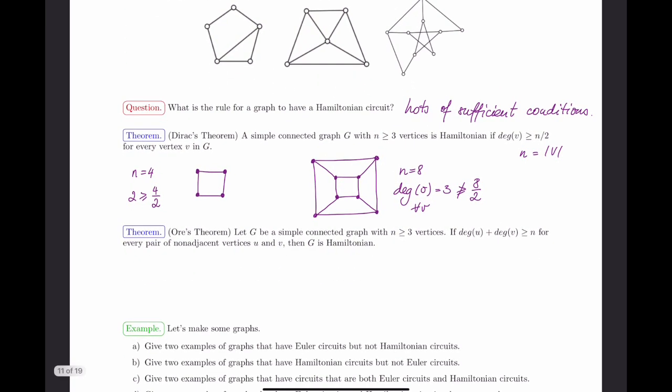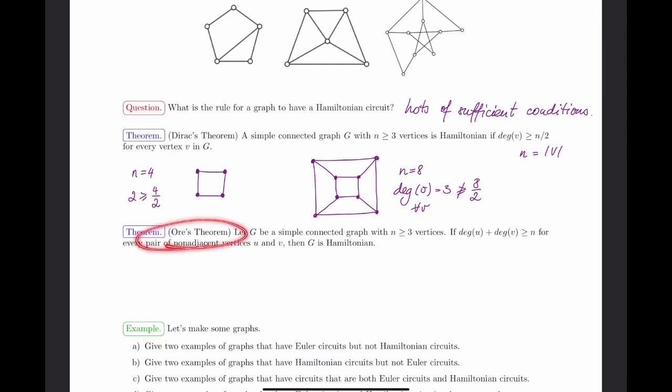However, this graph is actually Hamiltonian, and that can also be easily seen by just creating a Hamiltonian cycle. So let's say I walk all the way around the outer face, then I go in, walk all the way along this face, and back out. Here's my Hamiltonian cycle. So sufficient condition means that it is sufficient to satisfy this to guarantee a Hamiltonian circuit. However, it's not necessary. And there are many of these types of conditions.